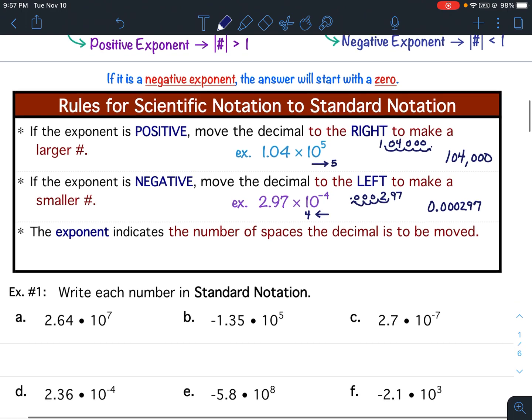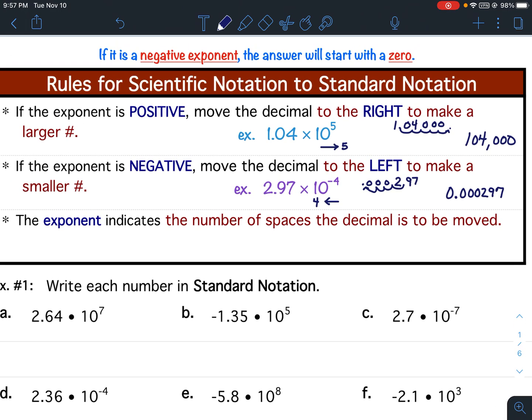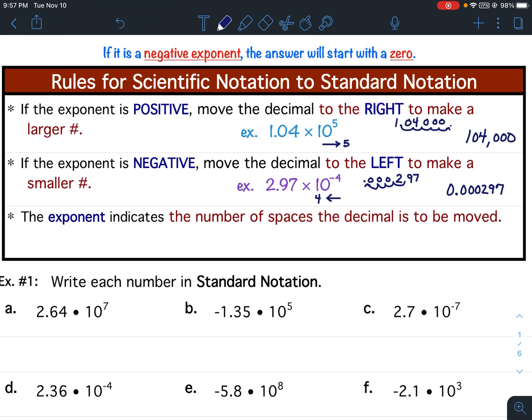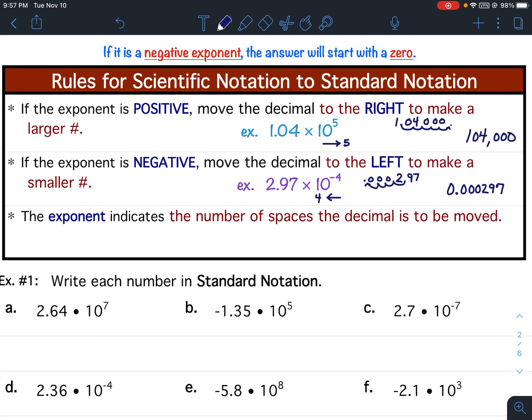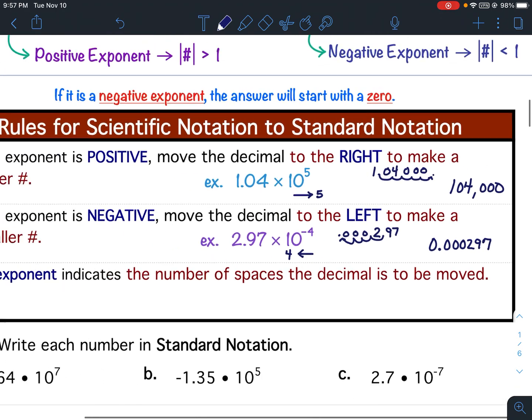If it is a negative exponent, your answer will start with a 0. That is key to remember. If it is a negative exponent, the answer will start with a 0. See how we had a negative exponent here, and my answer started with a 0.